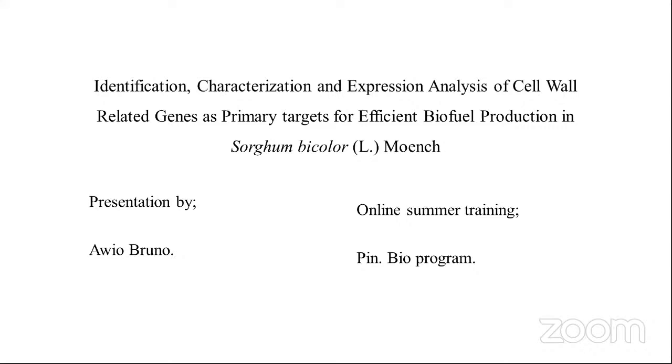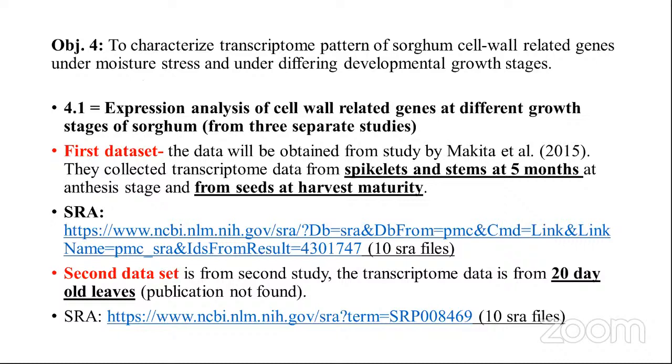On the fourth objective, I'm looking at characterization of the transcriptome pattern of sorghum cell wall related genes under moisture stress and under differing developmental growth stages. Under differing developmental growth stages, I have three different data sets, looking at transcription data at the vegetative and reproductive stage of sorghum.